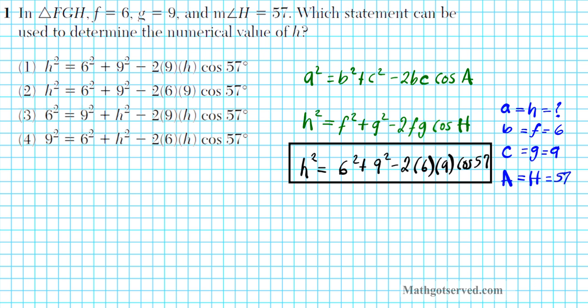Okay, so let's see what letter corresponds to what we have here. Let's see, h squared. This has 9 and h, that's no good. H squared, good, good, good. 2, 6, 9, bam. Our answer is option number 2.